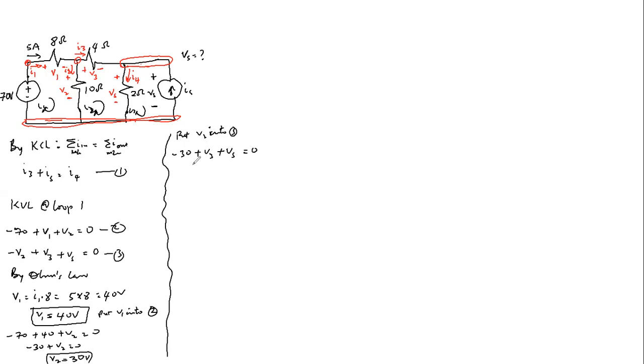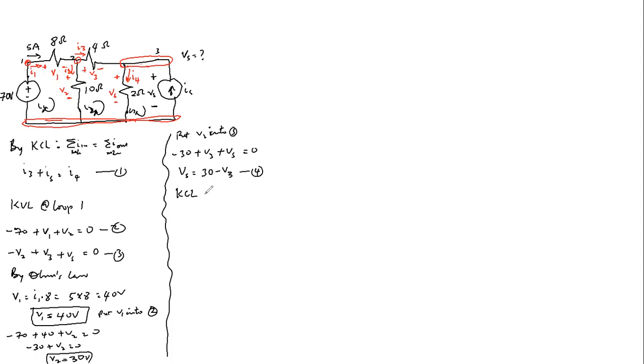Now you see, we have been able to reduce the total number of variables in the third equation to just 2, and our interest here is Vs. So Vs here is the same as 30 minus V3. Okay, so let's call this our fourth equation. Good. Now you see that at this node, let's say this is node 1, node 2, node 3. So at node 2, let's take KCL at node 2.